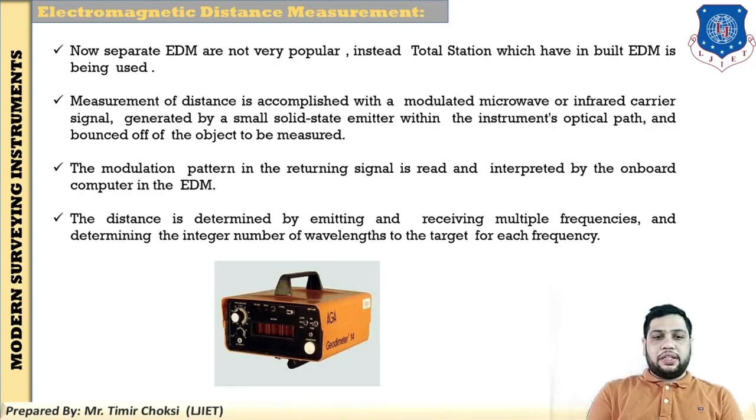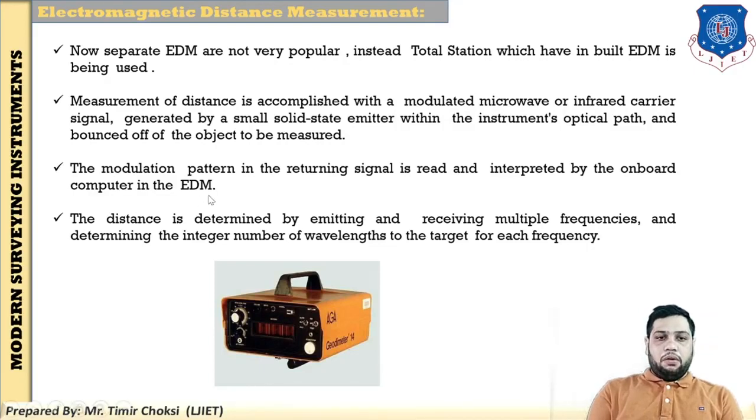So the distance is determined by emitting and receiving multiple frequencies and determining the integer number of wavelengths to the target for each frequency. I have already explained what the wavelength is, what the frequency is, and what the electromagnetic spectrum is in a previous session. So watch the first session, then watch this video, and you will clearly understand. Now, EDM is this type of instrument for the measurement of distance between 2 points.